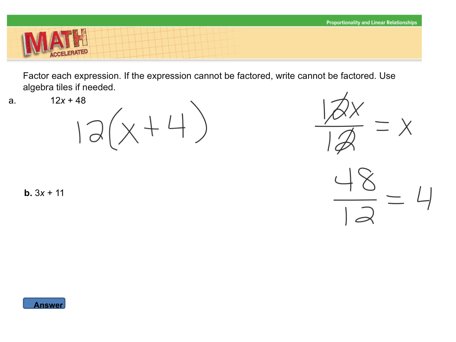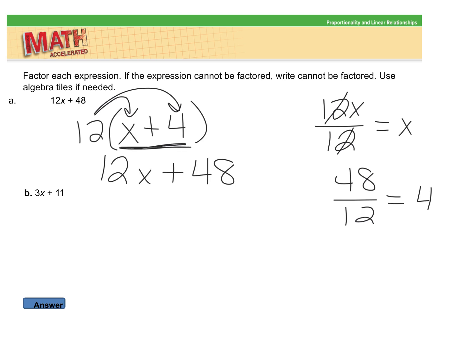Now, how can we check if we did it right? We could distribute it back, right? 12 times x gives us 12x. 12 times 4 gives us 48. Did we do it right? Yes. And the inside is in simplest form.